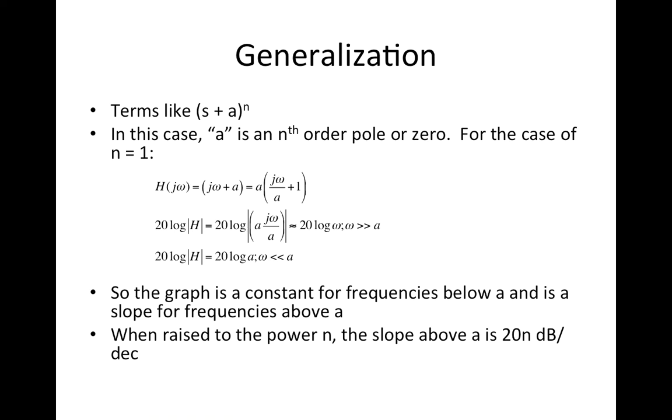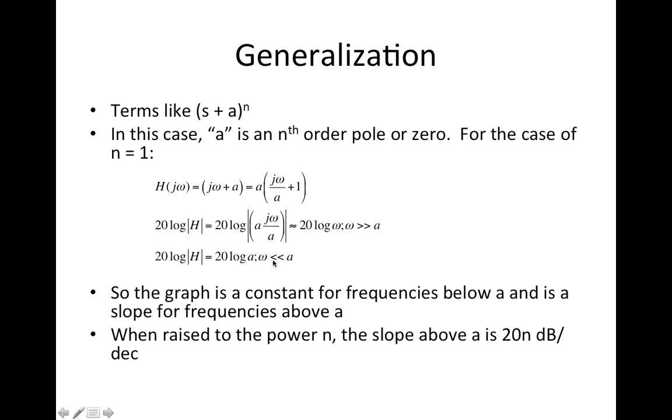If we follow our procedure of substituting j omega for s and then putting this in Bode function form for the case of n equals 1, then you basically have the following expression. If we now take 20 times the log of the magnitude of H, we're going to get two extremes. In the one case where omega is much, much greater than a, we can ignore the 1. The magnitude of j omega becomes omega, so we would have omega over a times a, giving us just 20 times the log of omega. So that applies for omega much greater than a.